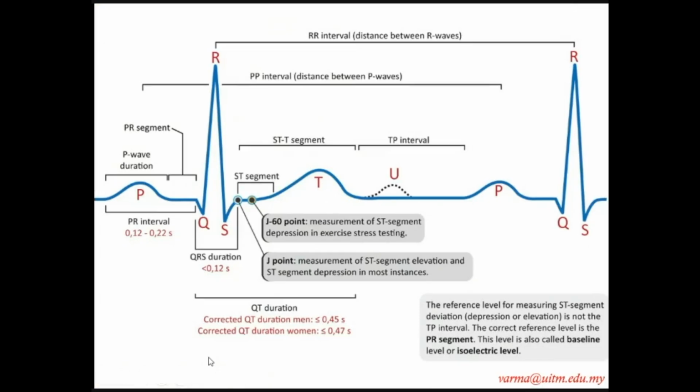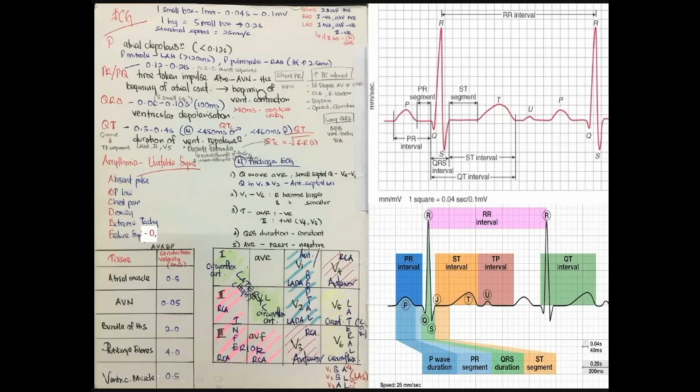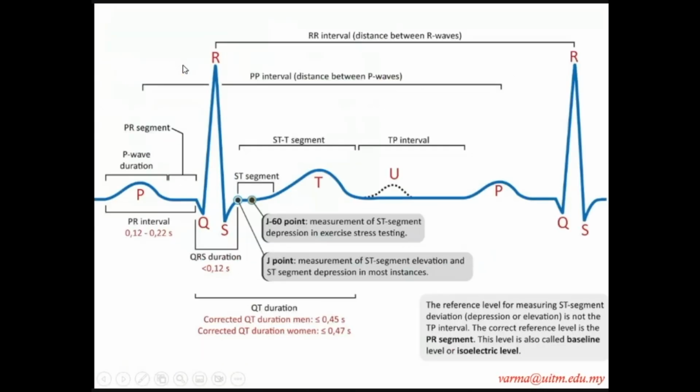Next, you have to know your RR interval, meaning the distance between R waves, which is important for you to calculate your heart rate. PP interval is not important. You need to know your PR interval, as I mentioned, 0.12 to 0.2 second. Your P wave is 0.12 second, 3 boxes.